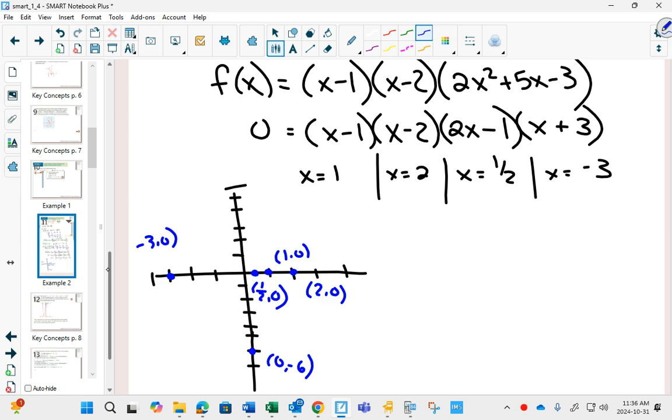And with all of these points, we have enough information to graph it using our end behavior. So remember from the beginning, we had an x to the 4 graph with a leading coefficient that was positive, so our end behavior acted like a parabola that was opening up. So if I start on the left, I know that I have an arrowhead up here. I'm going to have to go down through this point.